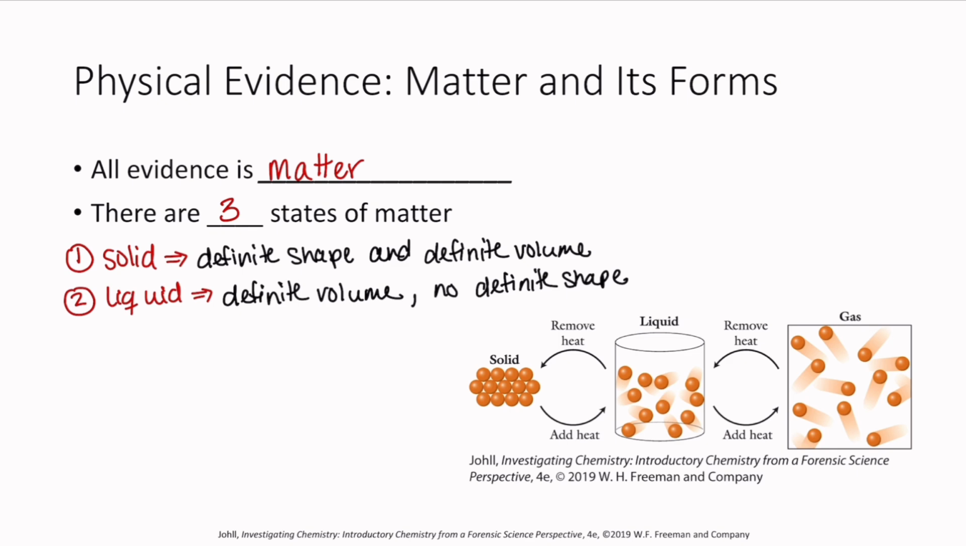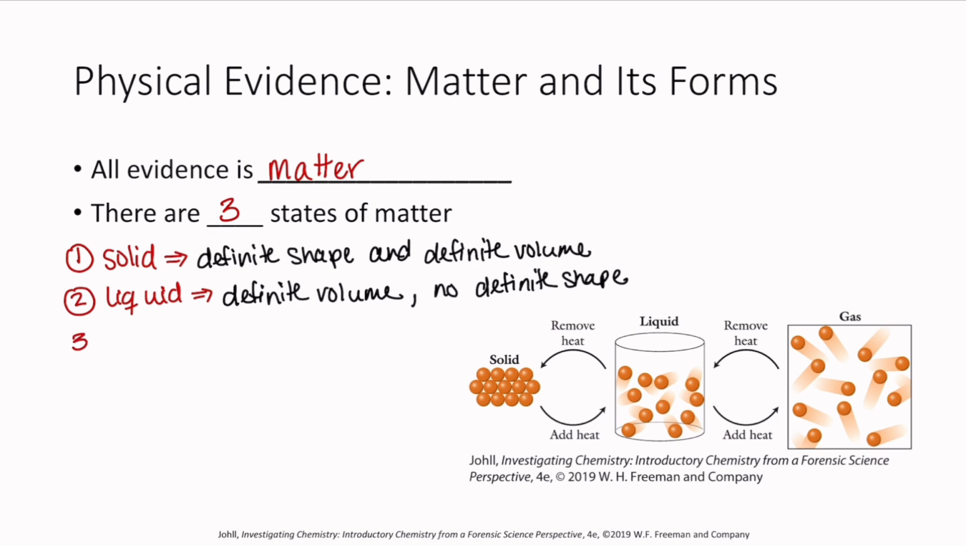Now, the shape will change. If I have a glass of water, it's going to take on the shape of that glass. But if I take that glass of water and pour it on my son's head, then it's going to take on the shape of my son's head. It will still have the same volume, but a different shape. As you can see here, the particles in a liquid are going to start being a little further apart and they are going to start moving a little faster.